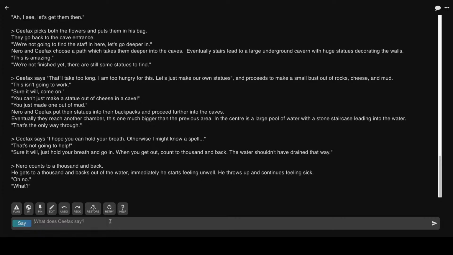Nero counts to 1,000 and back. He gets to 1,000 and backs out of the water. Immediately, he starts feeling unwell. He throws up and continues feeling sick. Oh no! Even when he's ill, Nero and Cefax are still arguing.